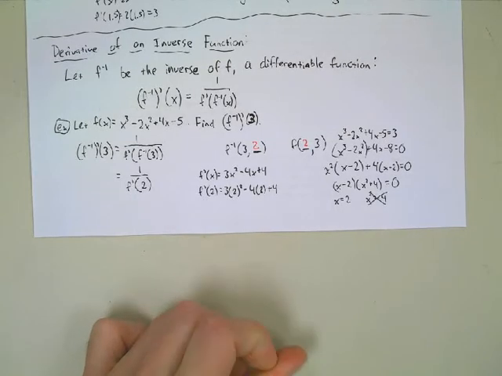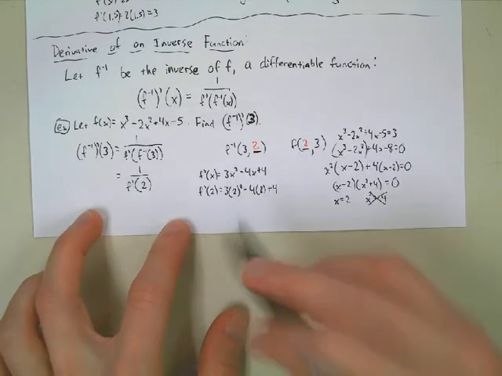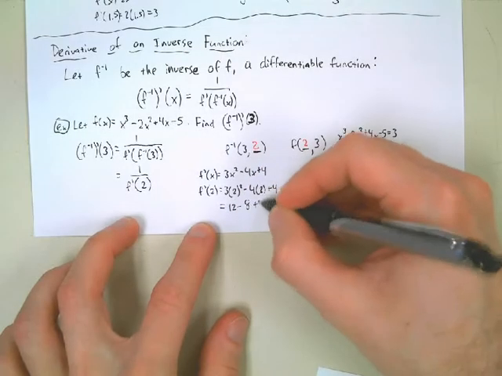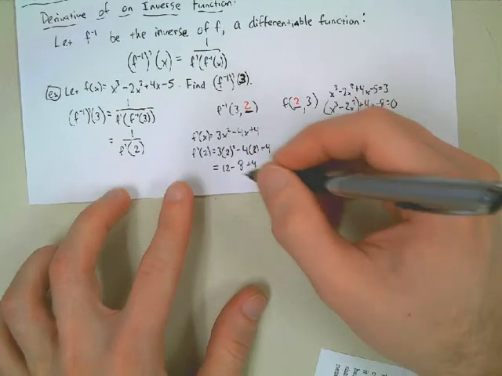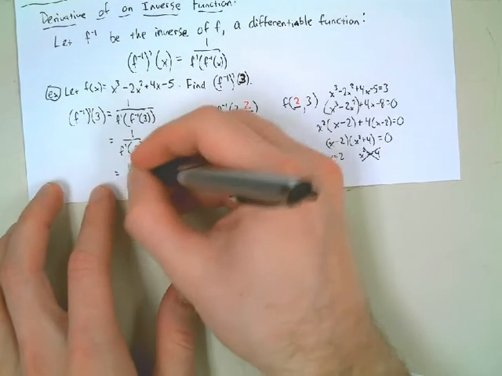So let's see here. 2 squared is 4. Times 3 is 12. 4 times 2 is 8. So 12 minus 8 is 4. Plus 4 is 8. So we get 1/8. And there's our final answer. Whew. Easy.